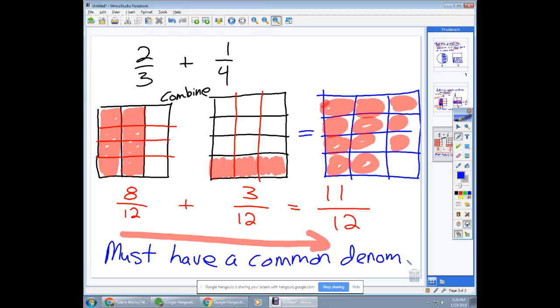Otherwise, we can't count because we don't have equal parts. Fractions are equal parts in the whole. All right, your turn. You get to do another.